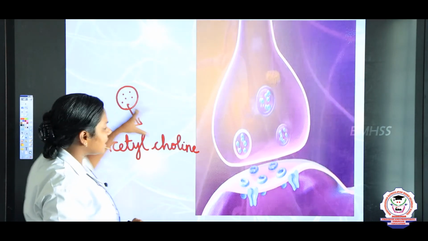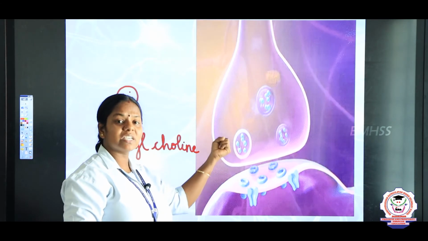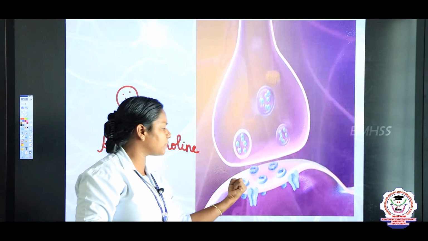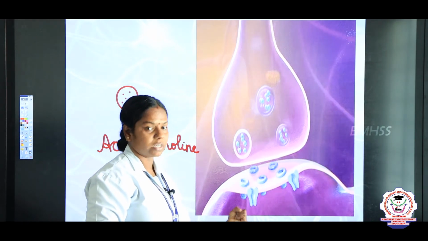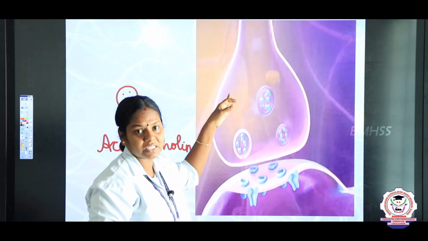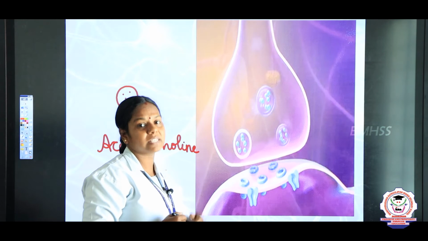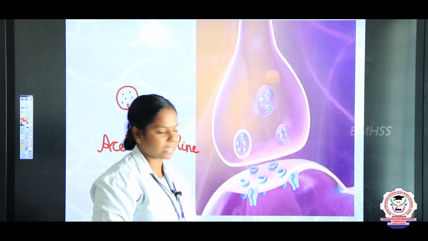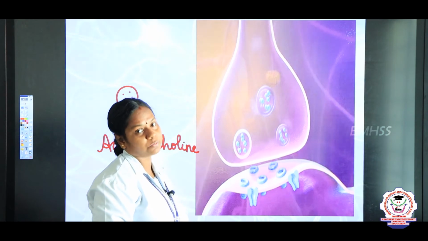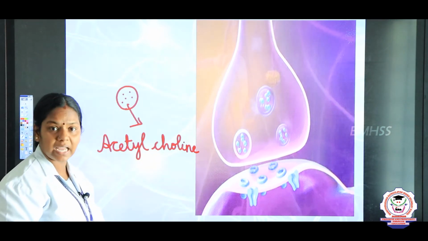This synaptic vesicle consists of the neurotransmitters, the chemicals which convert the electrical impulse, and then it is transferred to another neuron. Through the axon it is like an electric impulse, but when it reaches a synapse, it becomes a chemical impulse. So here what is transmitted? Neurotransmitters are transmitted from one neuron to another in the form of acetylcholine.